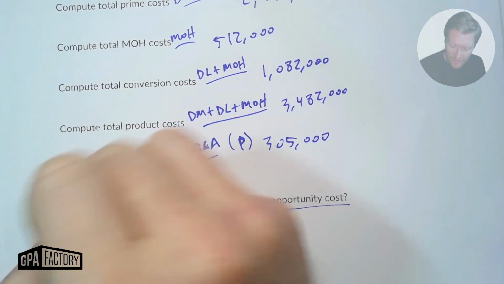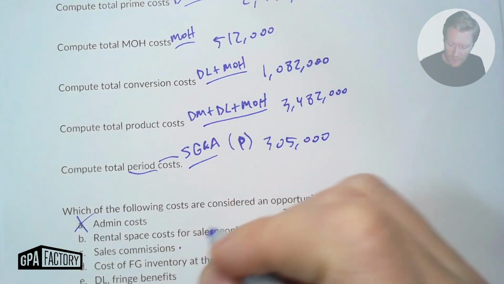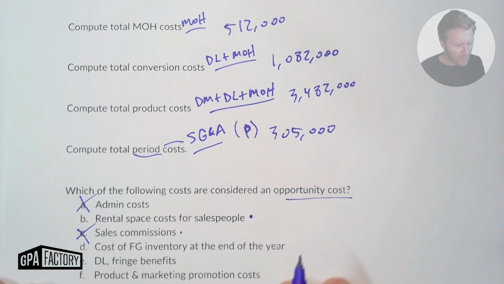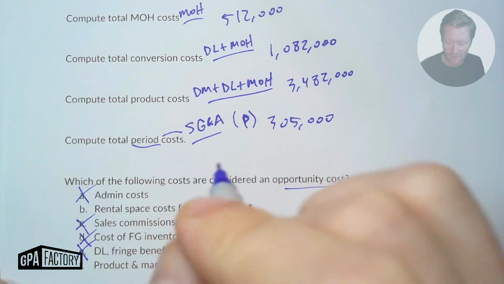Now the very last one, which of the following costs are considered an opportunity cost? So admin costs, no, not necessarily. Rental space for salespeople, yeah, maybe. Sales commission, not usually. Cost of finished goods inventory for the year, no. Direct labor fringe benefits, that's just part of salaries or wages.